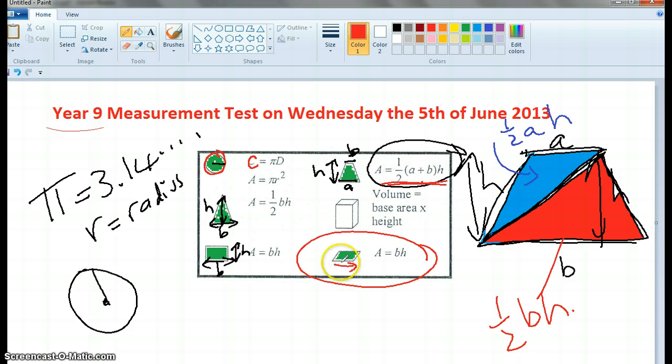Parallelogram, you just need to know that that's the base and that's the height, that way, not the slanty height. Don't be thinking of this length, you've got to think of the distance between the parallel lines.